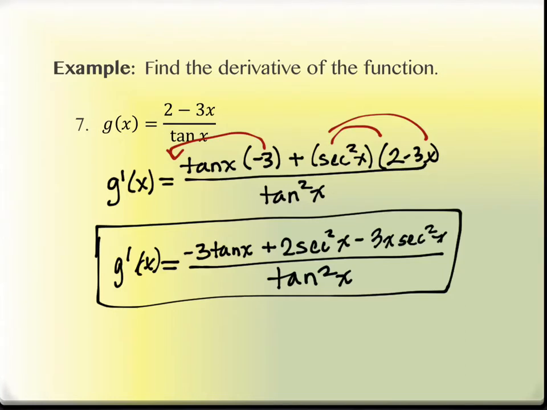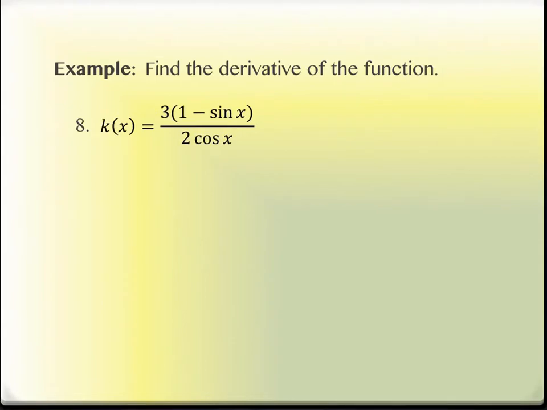Okay, we have one more, problem number 8. On problem number 8, my suggestion if you take a look at the numerator is to go ahead and distribute the 3 through. There's really no reason that it needs to be separated, and just for the sake of working with it, it'll make it a little bit easier. So I have 3 minus 3 sine of x to start with over 2 cosine of x.